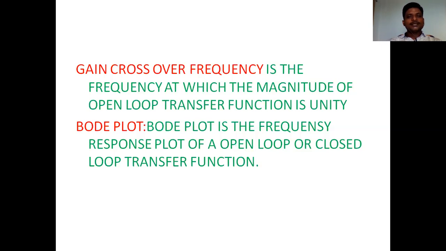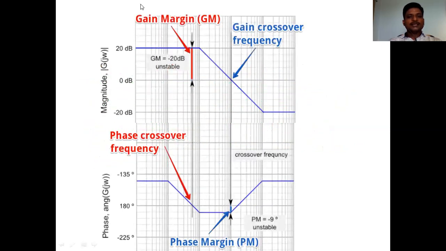So Bode plot is a mathematical or graphical tool used to analyze whether the system is stable or not stable. So Bode plot is the frequency response plot of an open loop transfer function. Also, Bode plot consists of two plots. First one is the magnitude plot and the second is the phase plot. If you combine these two, then you call it a Bode plot. Okay. So this is the graphical representation of a Bode plot.